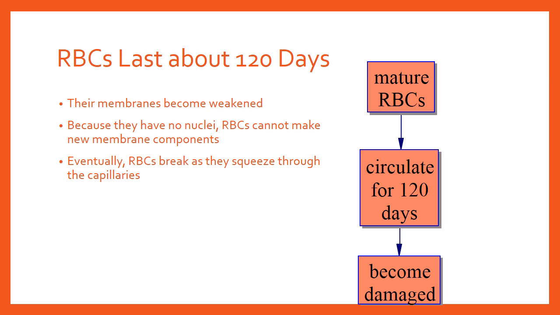And the damage is, again, when red blood cells go through capillaries, they break because of membrane weakness. But again, the membrane is not repaired because of the absence of nuclei or absence of really anything else that can help to repair the cell. So after they are damaged, they are out of circulation.